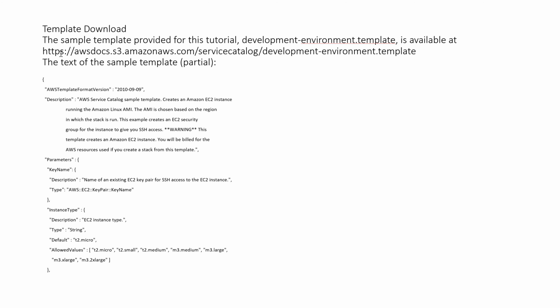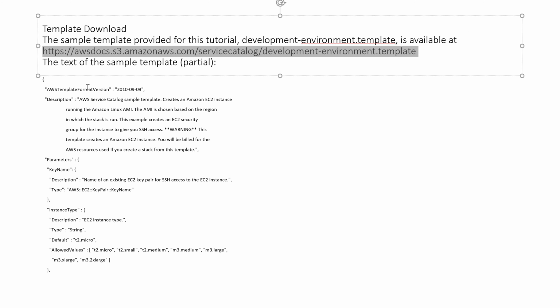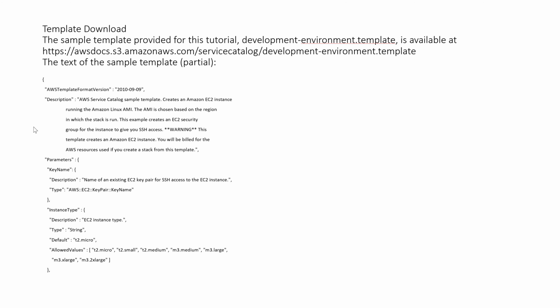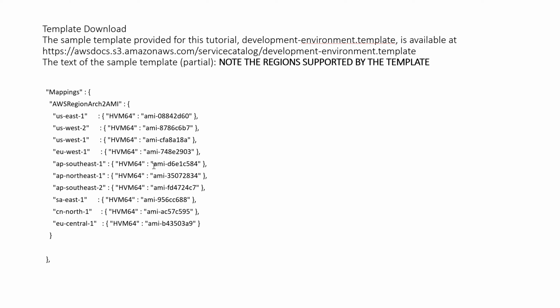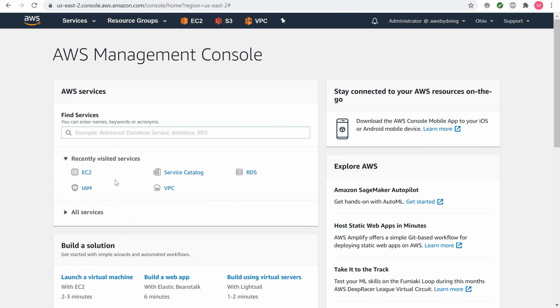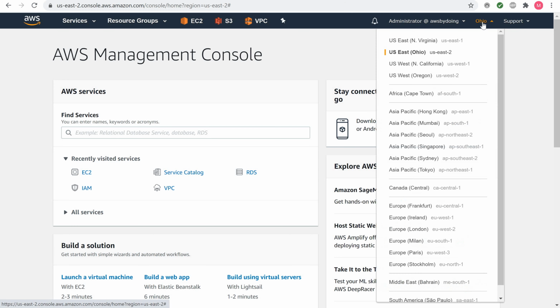The sample template provided for this tutorial, Development Environment Template, is available at this URL. Do download it and just review it. Importantly, note the regions supported by the template under Mappings. First of all, before choosing anything else, choose a region supported by the template, like the North Virginia region.